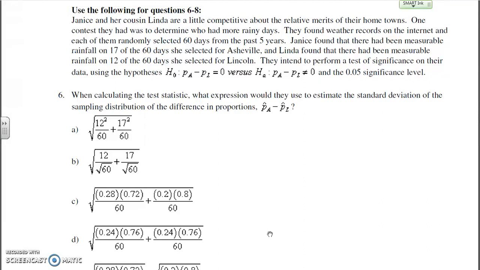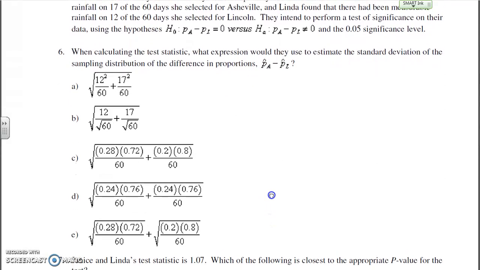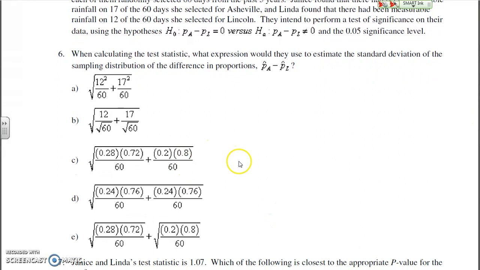They intended to perform a test of significance on their data using the null hypothesis that there's no difference, versus that there is a difference. They don't know which one's higher, so they just said that there is a difference at the 5% significance level. Remember, this means it's a two-sided test. When calculating the test statistic, what expressions would they use to estimate the standard deviation of the sampling distribution of the differences of proportions? So in other words, the standard deviation of the statistic. Okay? Well, again, we're dealing with proportions here. What's the proportion of the rainfall?